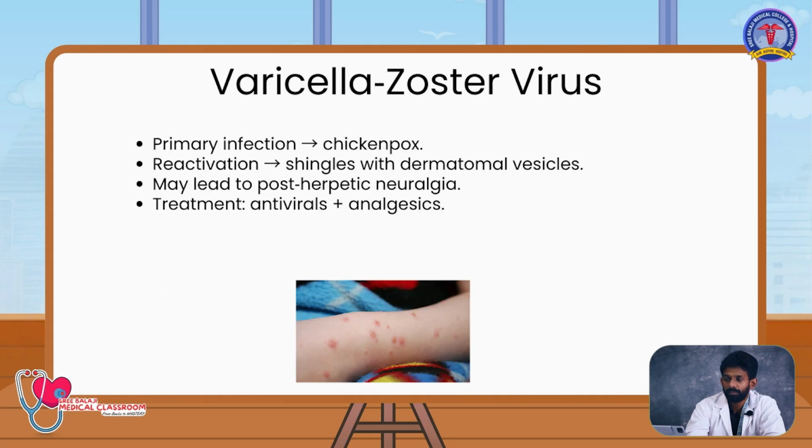Varicella zoster virus. The primary infection that is caused is chickenpox. The reactivation of the virus in a patient who has already been affected is known as herpes zoster or shingles. It is a painful dermatomal vesicular rash and may cause post-herpetic neuralgia. The treatment is again antiviral drugs, followed by analgesia for the pain.